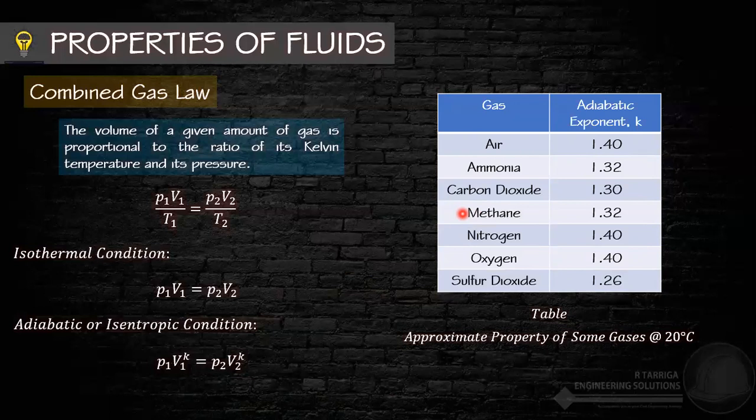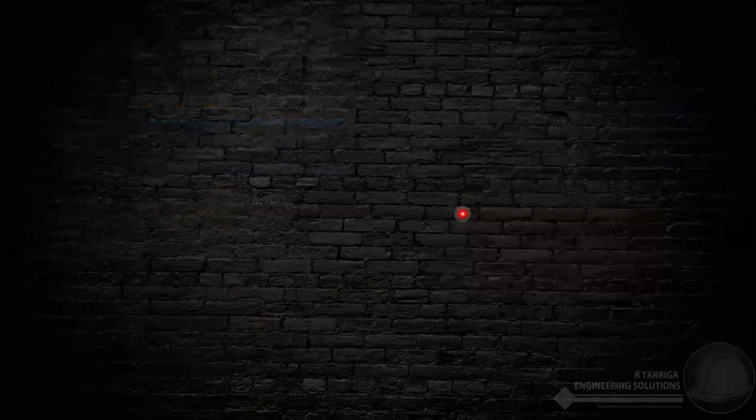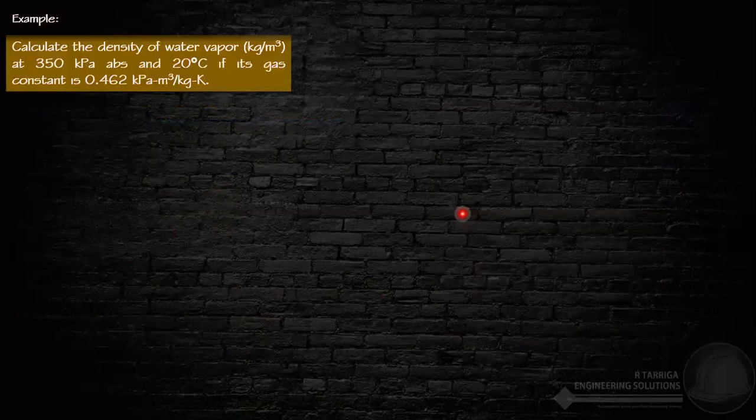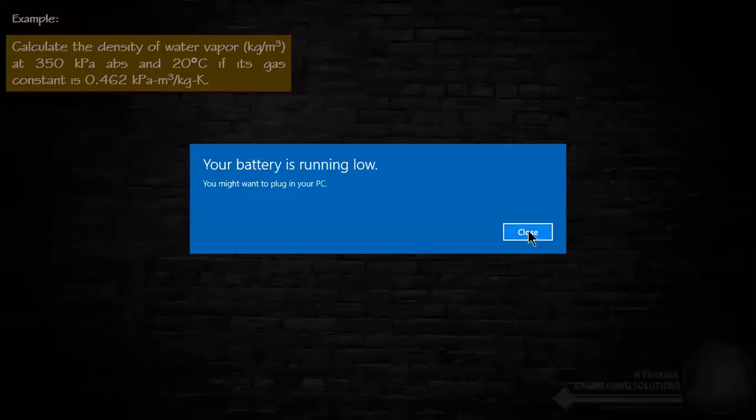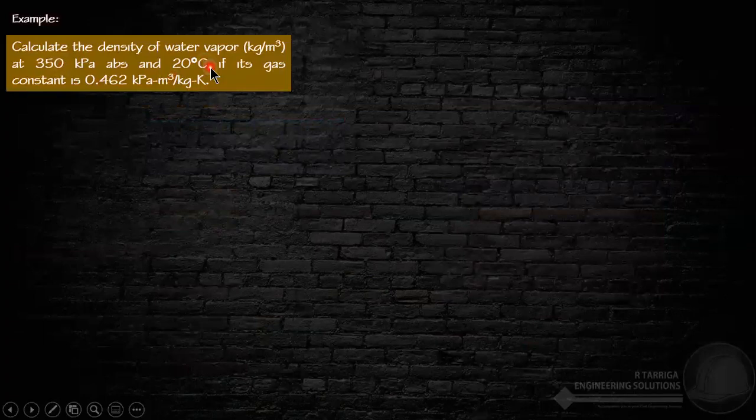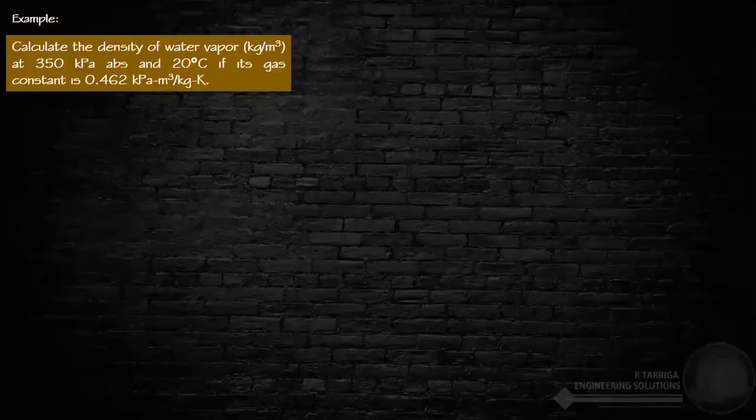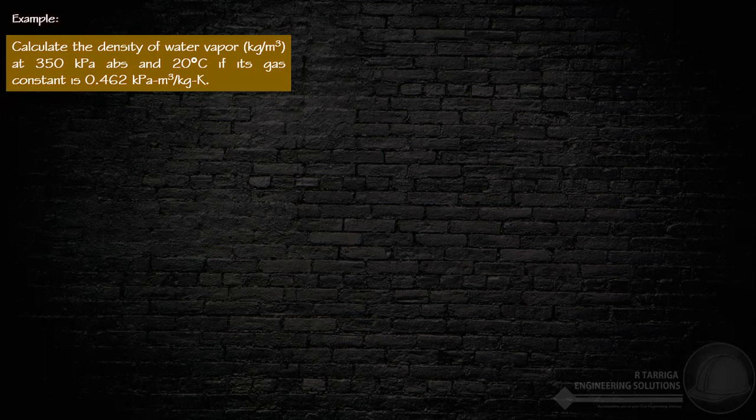So let's try this problem. Calculate the density of water vapor in kilograms per cubic meter at 350 kilopascal absolute and 20 degrees Celsius if its gas constant is 0.462 kilopascal cubic meter per kilogram Kelvin. Okay, let's solve this one.